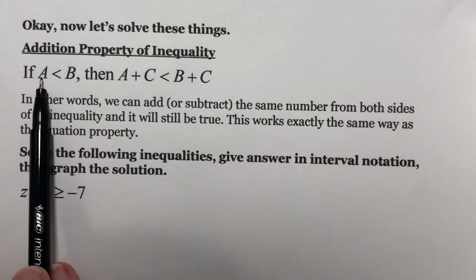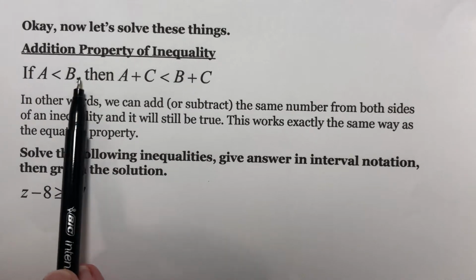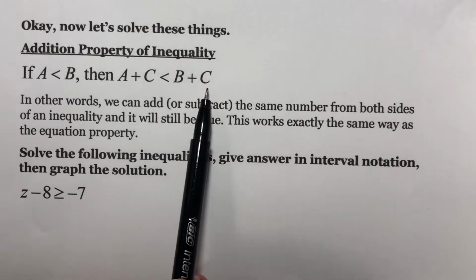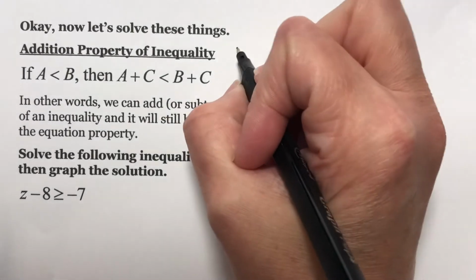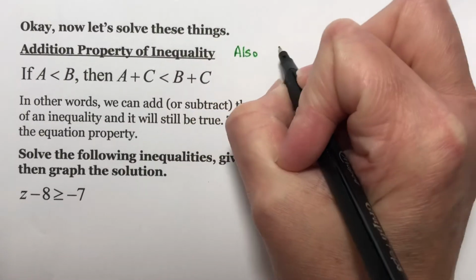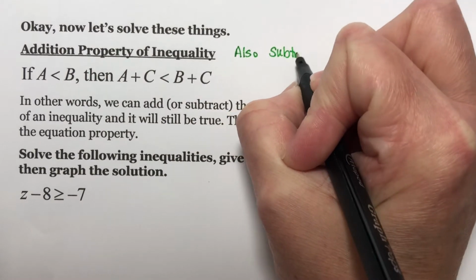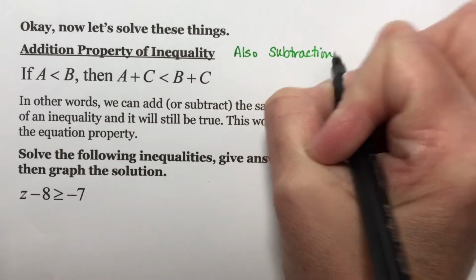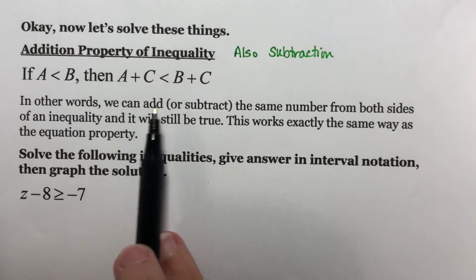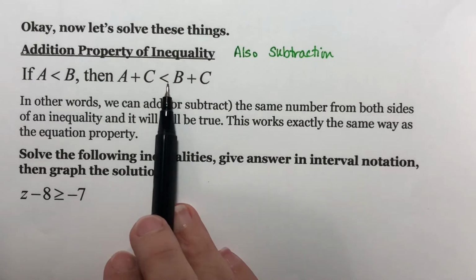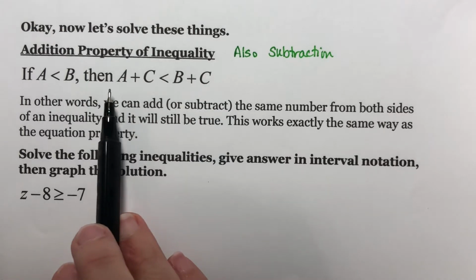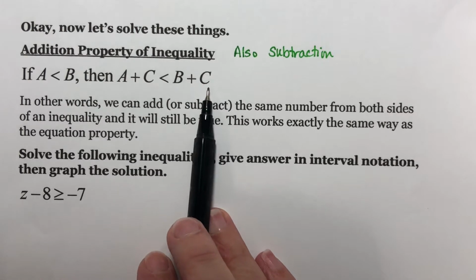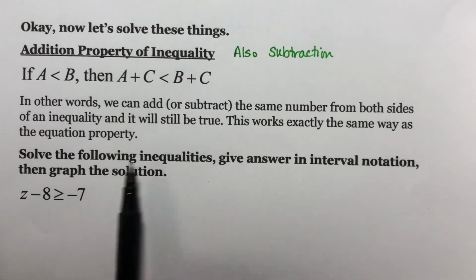This says if A is less than B, then we can add the same number to both sides of an inequality and it will still be true. This is also true for subtraction. This is exactly the same rule we had for equations. We are allowed to add the same number to both sides of an equation, and we are allowed to subtract the same number from both sides of an equation. This works exactly the same way.